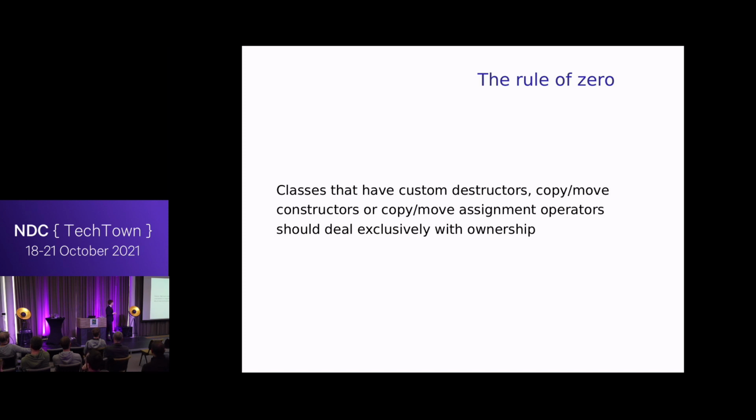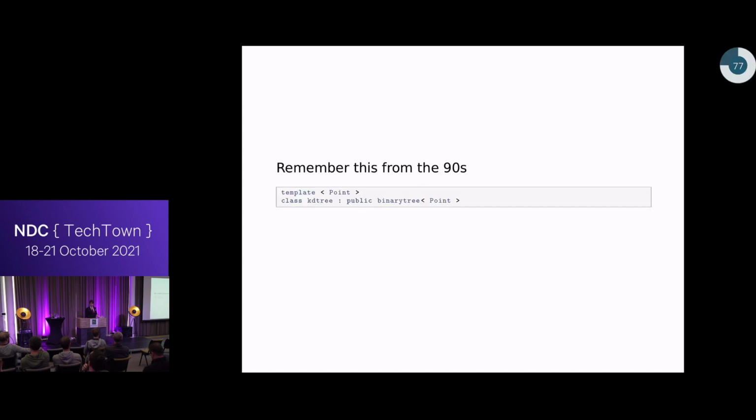And the rule of 0 says that classes that do have custom destructors, copy move constructors, or copy move assignment operators, they should deal exclusively with ownership. Pretty much what that means is that if you have to do anything that deals with ownership, that's the only thing you should do. You should factor that and only deal with ownership. Unique pointer is an excellent example of a class that does nothing but deal with ownership.